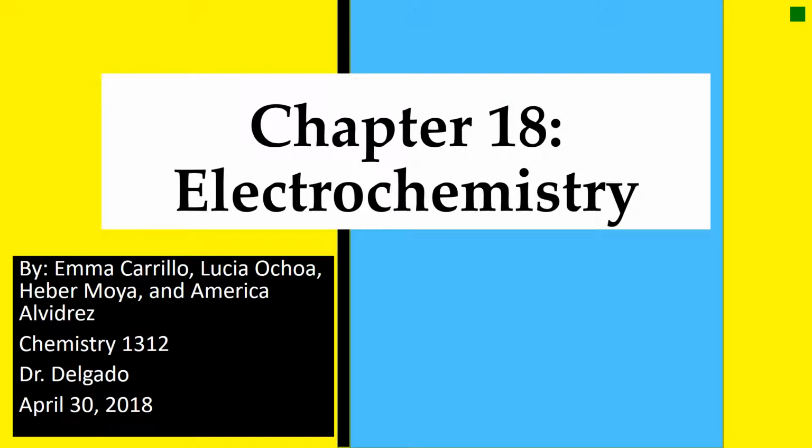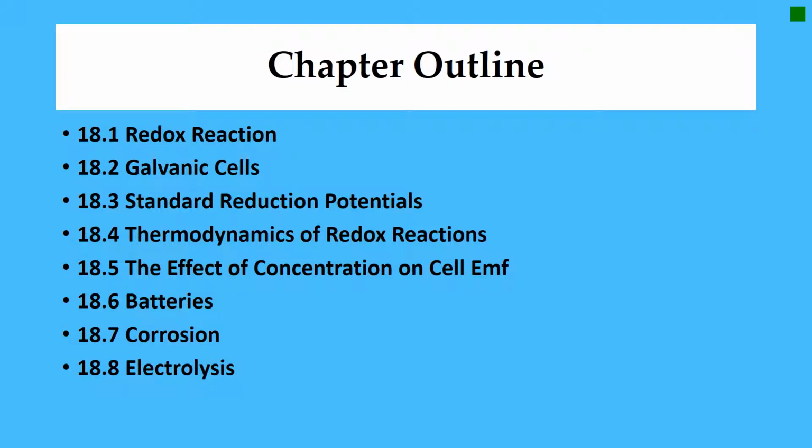Hello, we're going to go over Chapter 18, Electrochemistry. For the chapter outline, we're going to go over 18.1, which is redox reactions, 18.2, galvanic cells, 18.3, standard reduction potentials, 18.4, thermodynamics of redox reactions, 18.5, the effects of concentration on cell EMF, 18.6 on batteries, 18.7 corrosion, and 18.8 electrolysis.